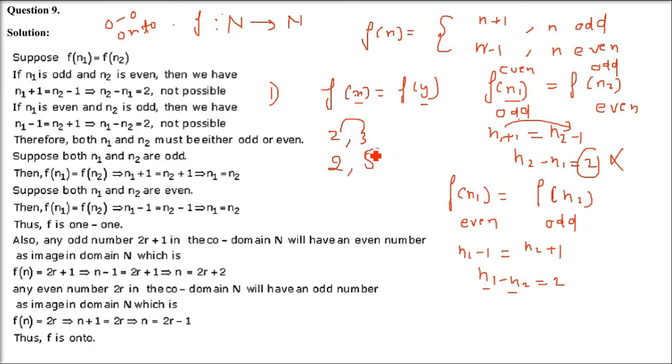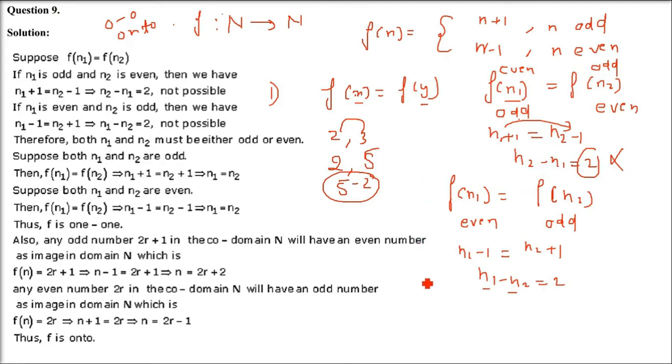I'll just take one more example. 2 and 5. 5 minus 2 will be 3. It will never come 2. Even never will it come. So these two conditions fail. So x and y should both be even or both be odd.